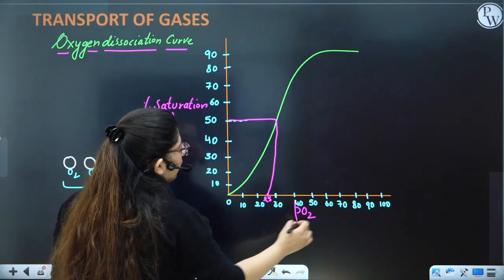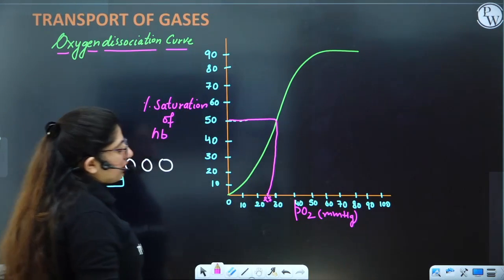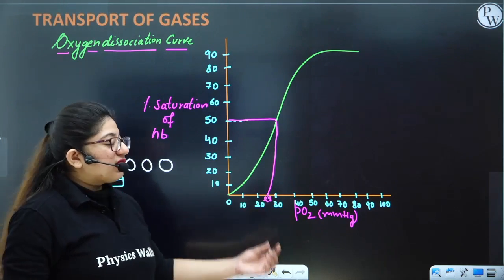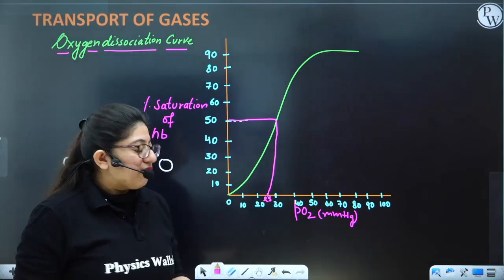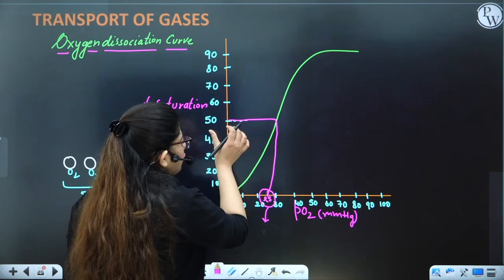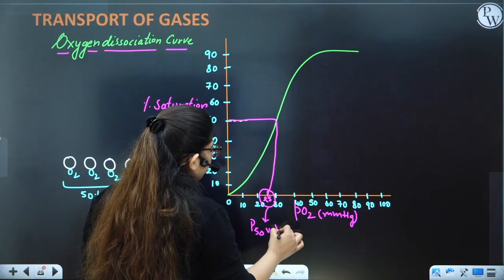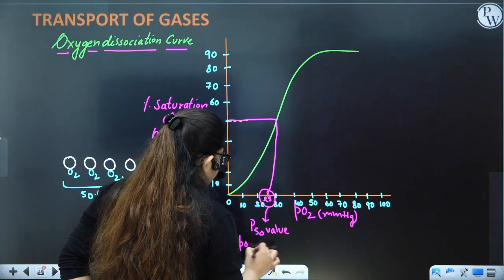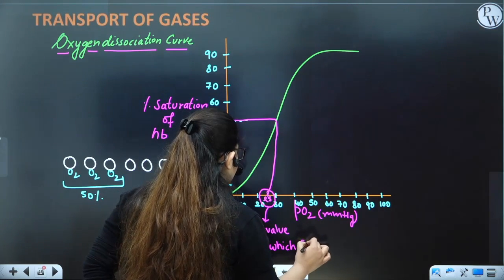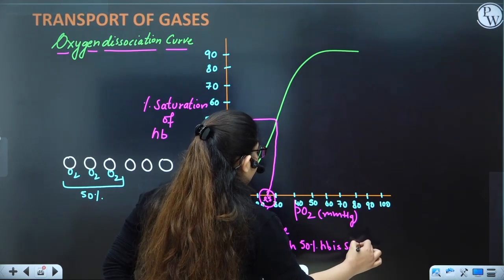At 25 mm of mercury of partial pressure of oxygen, can you see that? The point, or the partial pressure of oxygen, where 50% of hemoglobin has been saturated, that is your P50 value. What is the P50 value? The partial pressure of oxygen at which 50% of hemoglobin is saturated. Right?